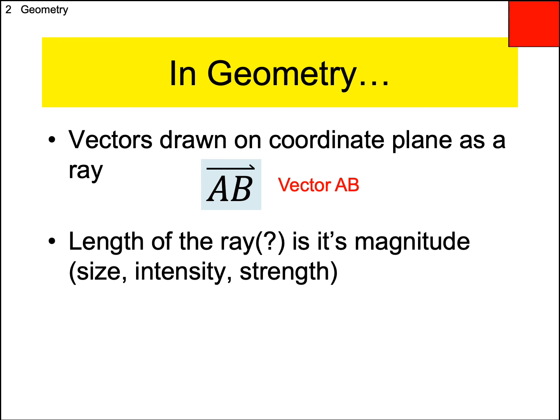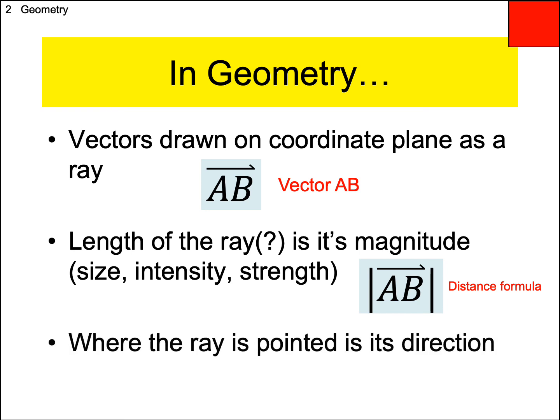Short ray, small magnitude. We are going to describe this in terms of an absolute value. And if we calculate the absolute value of the distance of the ray, right, we can't get a negative value. So we're going to actually use the distance formula. That's how we're going to figure out what's the size, intensity, or strength, the magnitude of that ray, right? And that's half of what a vector shows us. Well, the other half is what's the direction, and believe it or not, it's where the ray is pointed. Right?